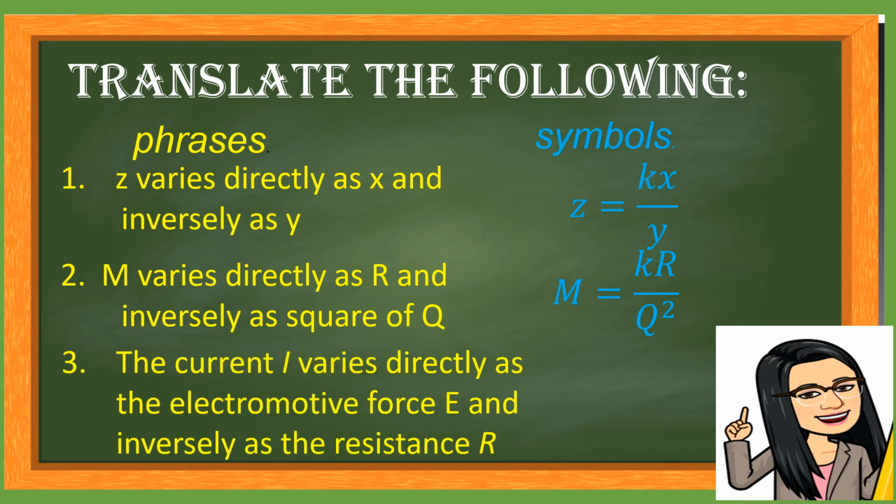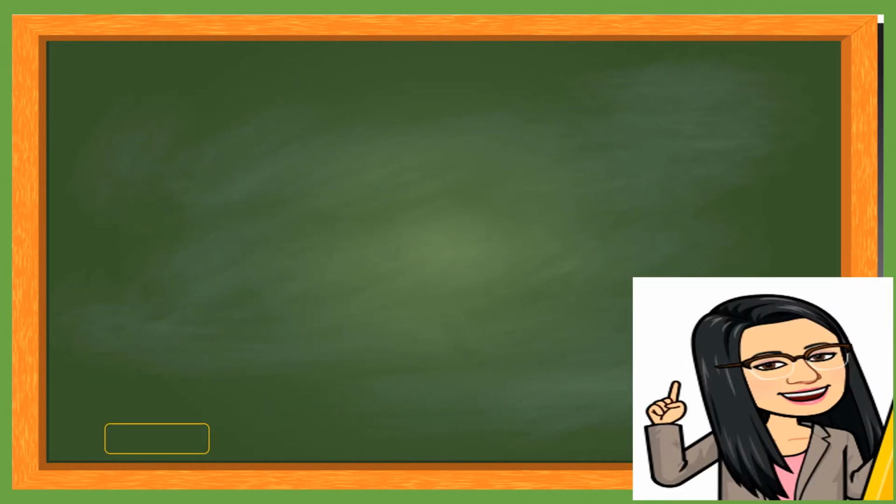How about this? The current varies directly as electromotive force and inversely as the resistance. Using I, E, and R as the variables, the variation symbol is I is equal to KE over R. Now, get ready to apply this in the problem.